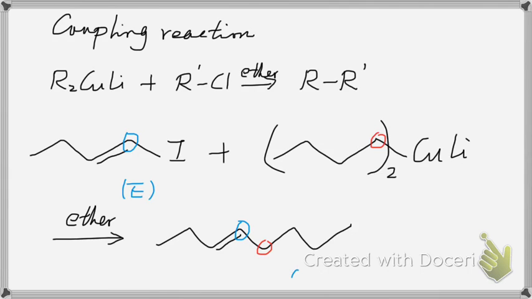Second, in the starting material, the alkyl halide, the double bond is trans. In the product, the stereochemistry is retained. It's still trans. That's actually one of the very important aspects regarding the Gilman reagent coupling reaction. Stereochemistry is retained.